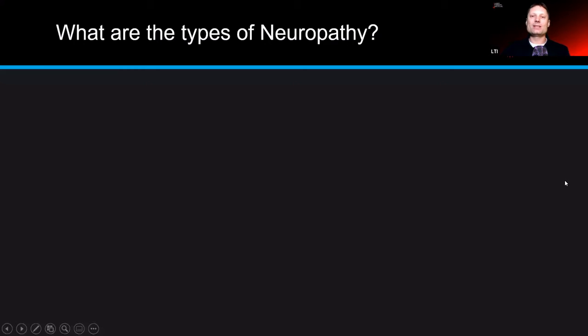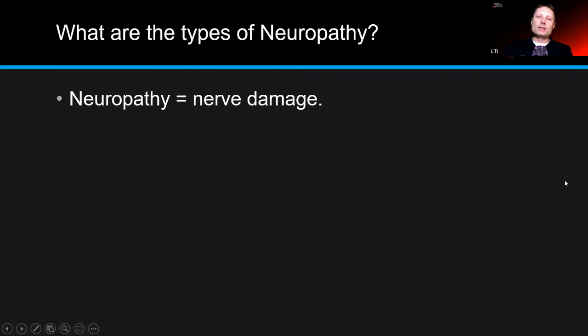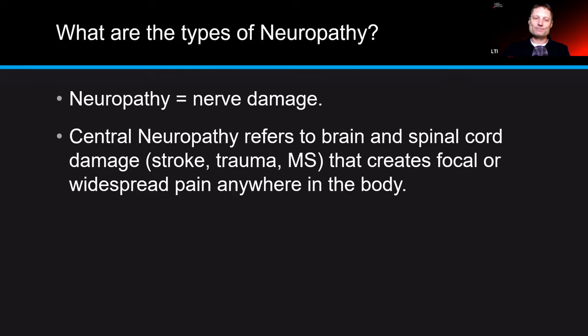Let's go ahead and get into the types of neuropathy. Now, neuropathy is just a word that means nerve damage, right? Neuropathy, nerve damage. So this really covers a large spectrum of different conditions. Starting with the big categories, you have central neuropathy, and central neuropathy refers to brain and spinal cord damage.